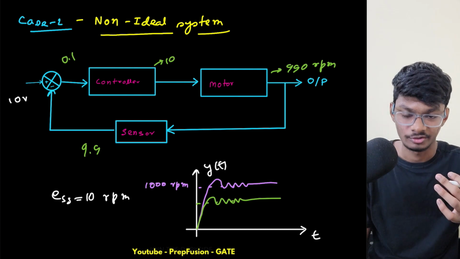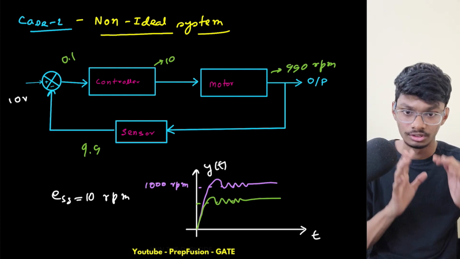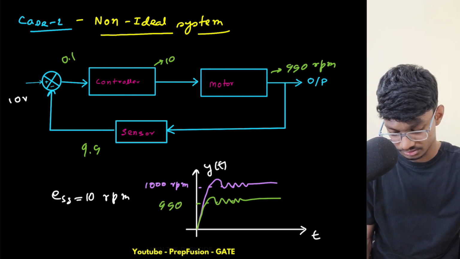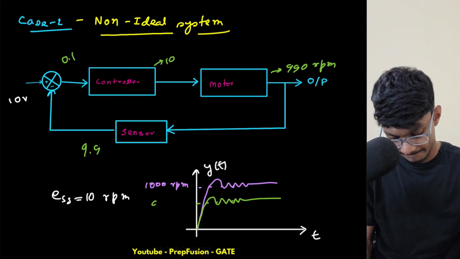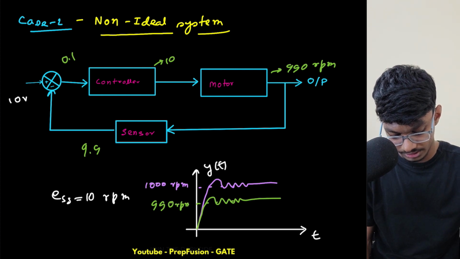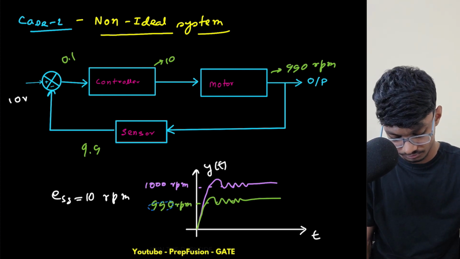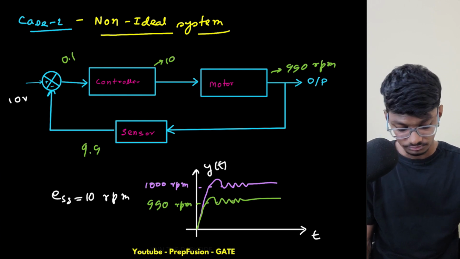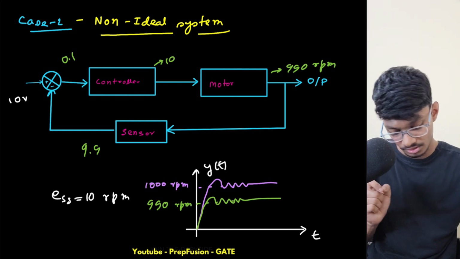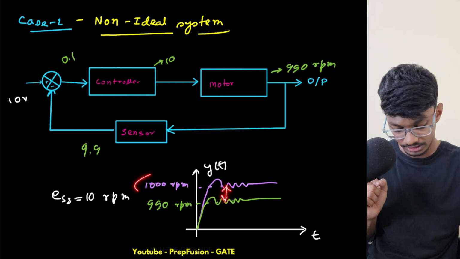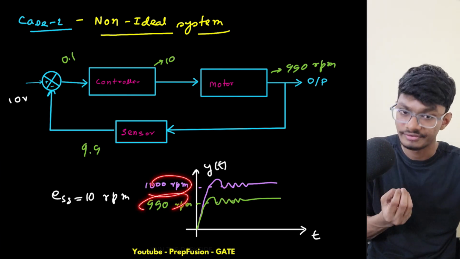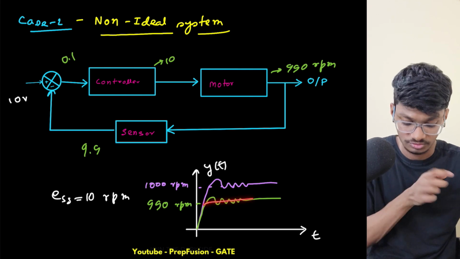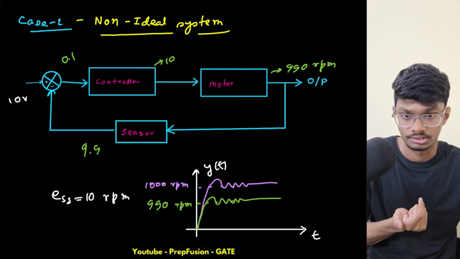I'm drawing it with exaggeration, obviously; it won't be this much down, but to explain the difference clearly, I'm drawing it. This is not to scale. This is 990 rpm. Now we are observing that this is my ideal reference output, and this is my actual output. So I'm observing there is a 10 rpm difference. This is my steady state error.